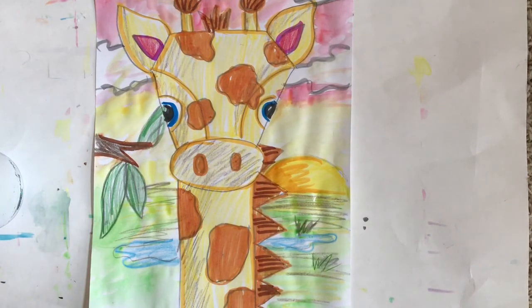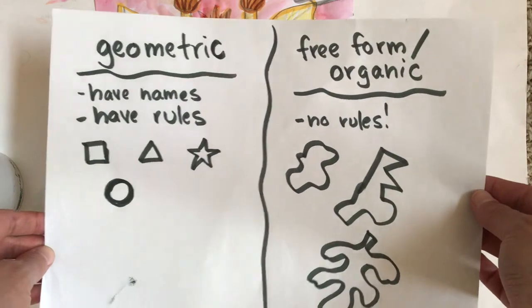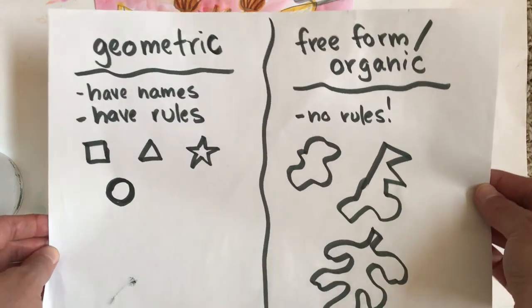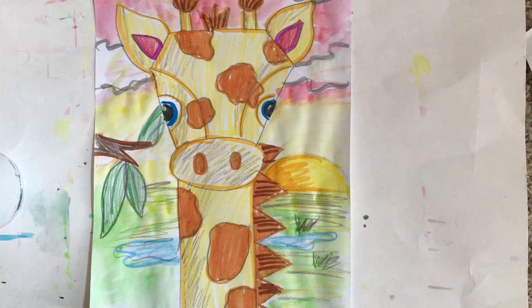So there is the giraffe drawn with geometric and freeform organic shapes. If you're looking for a challenge, you could see what other animals you could make out of basic shapes. I'd love to see what you come up with.